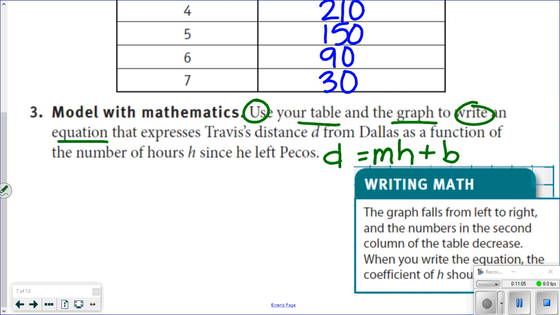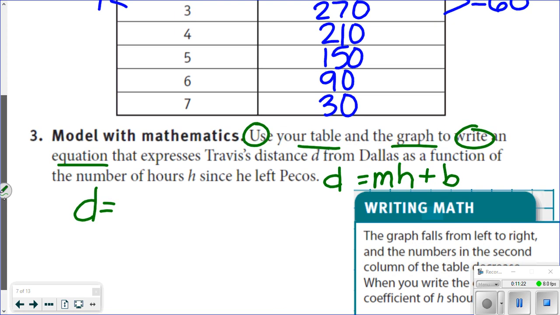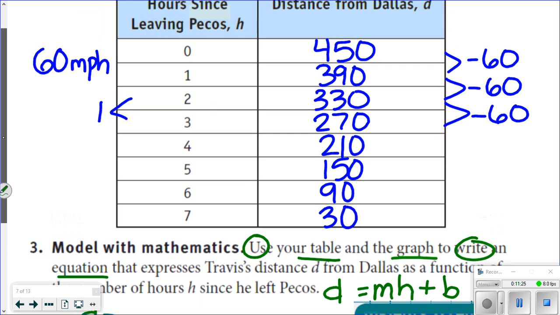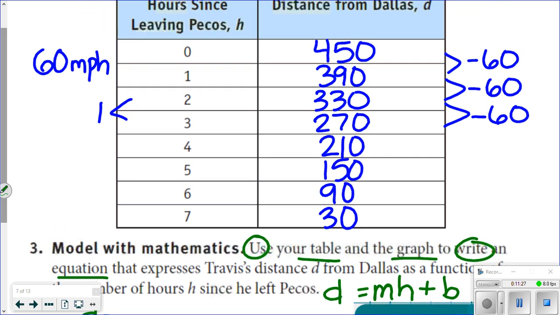So we need to think, what is our slope here? What's our rate of change? And what is our starting point, our starting number? Okay, so d equals, now, how fast are we traveling? What's our rate of change here? We're driving 60 miles per hour, right? And that's a positive speed.